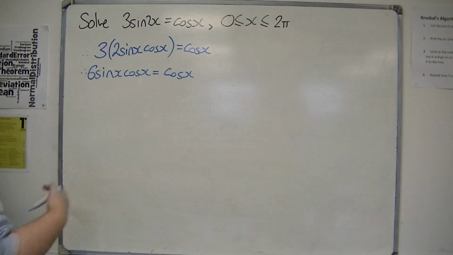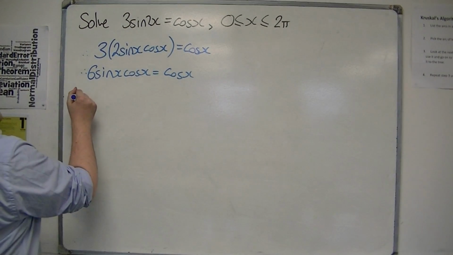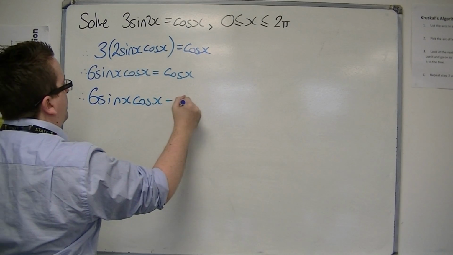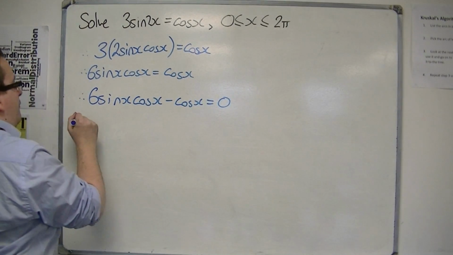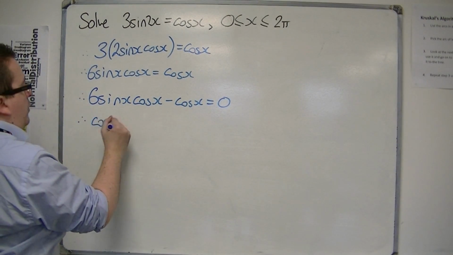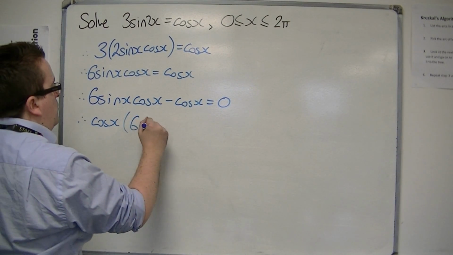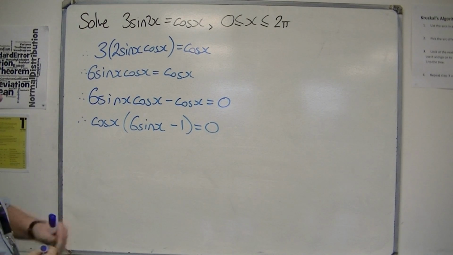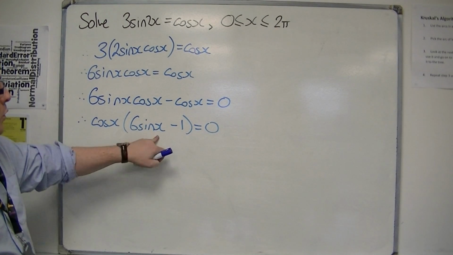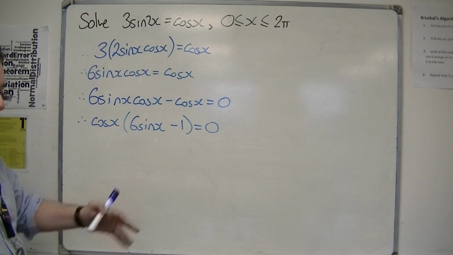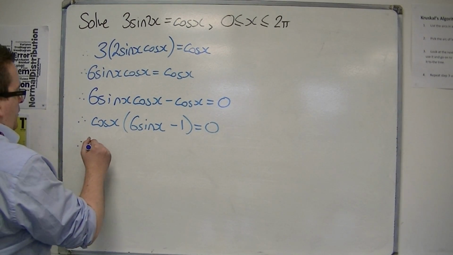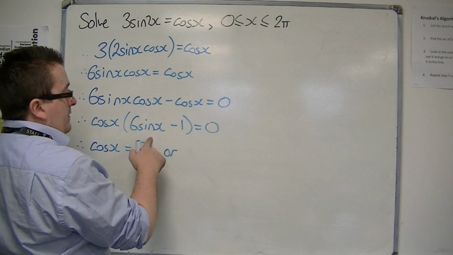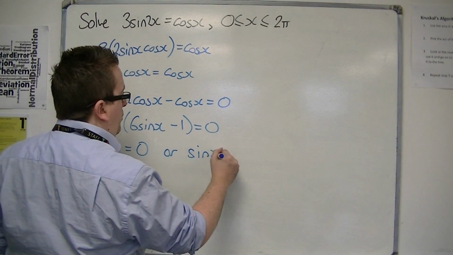Move everything over to one side of the equation and factorise instead. So I'm going to take cos x from both sides and then factorise it. So there's cos x as a common factor, and in the bracket I'd have 6 sine x minus 1. So that means that either cos x is 0 or 6 sine x minus 1 is 0. So we've got cos x equals 0, or effectively, if I rearrange it, sine x equals 1/6.